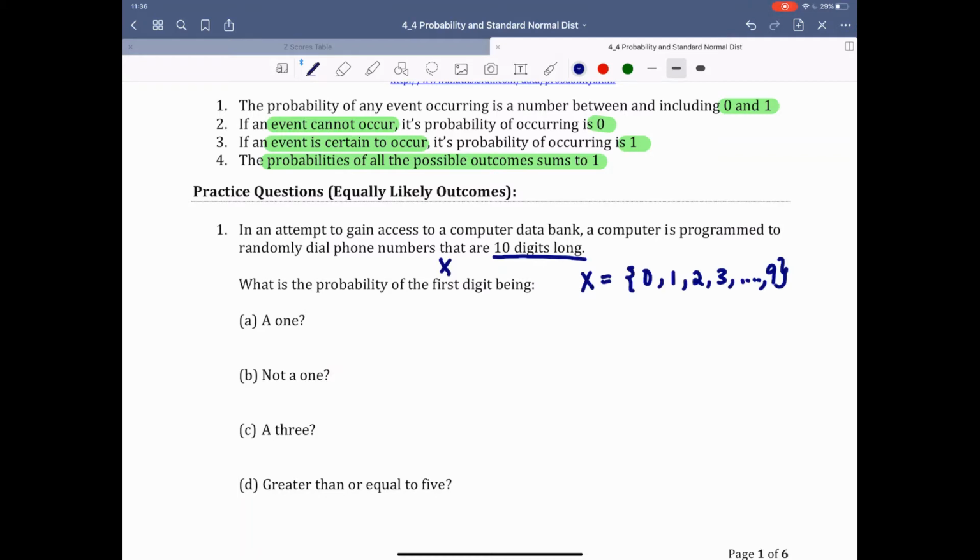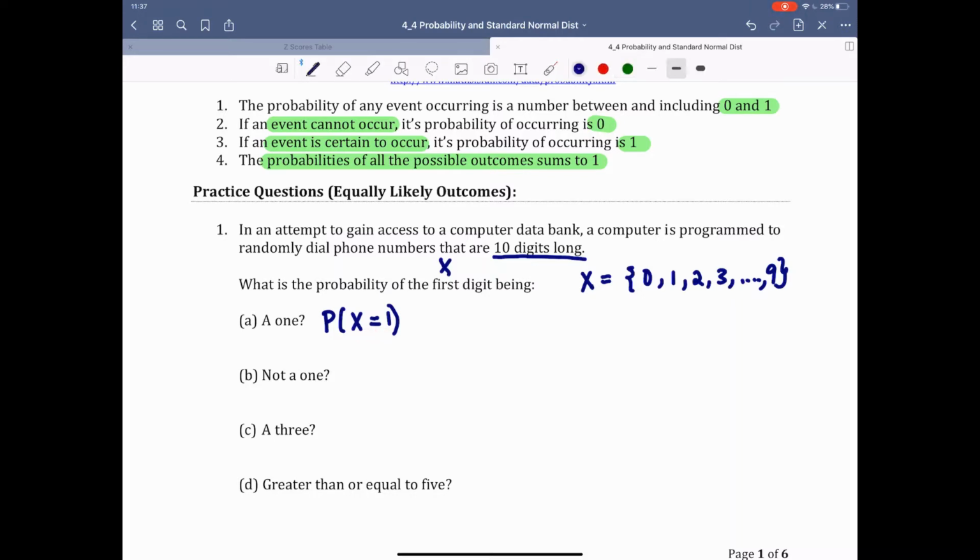Okay, if we want to know what the probability of the first digit being a 1 is, that means the probability that x is equal to 1. This is probability notation. The P tells us we want the probability, and then inside the brackets we put what we want to know the probability of. So in this case, because we want to know the probability of the first digit being a 1, we would say P of x equal to 1.